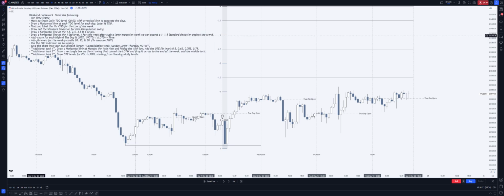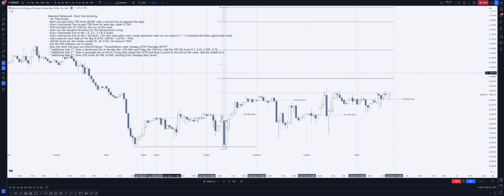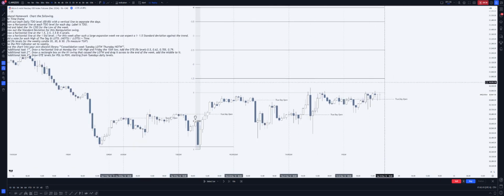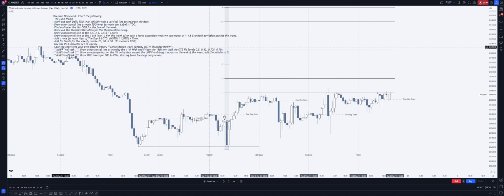This additional task, as we are in a consolidation week and price is coming back against trend, we're going to draw the horizontal line at the 1 standard deviation as well. Reason for this is, as we're against trend, price tends to just retrace from the 1 to 1.5, and then it's a good place to look for reversals. So we can see here being respected quite nicely.